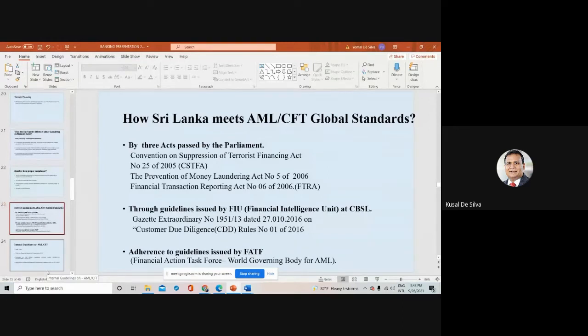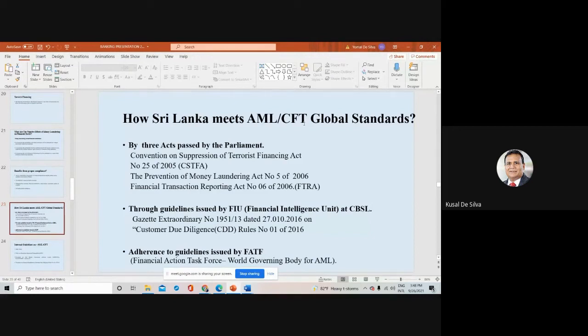Then how Sri Lanka meets AML CFT. CFT means counter financing of terrorism. In the previous slide I said terrorist financing, but this is the real term they use: counter financing of terrorism. So that's the CFT, AML, CFT.